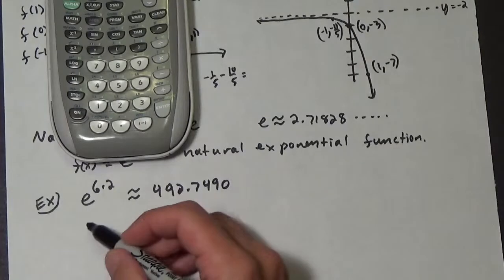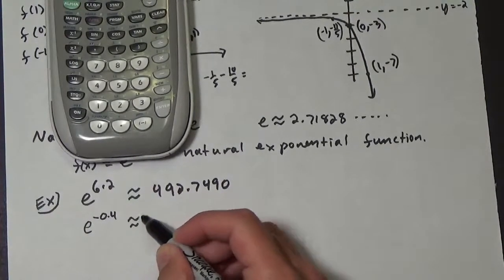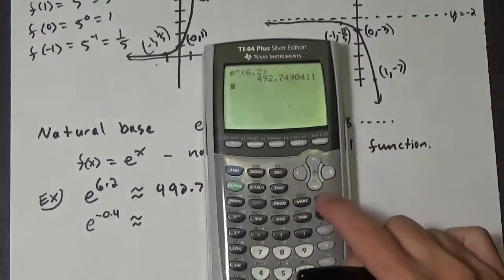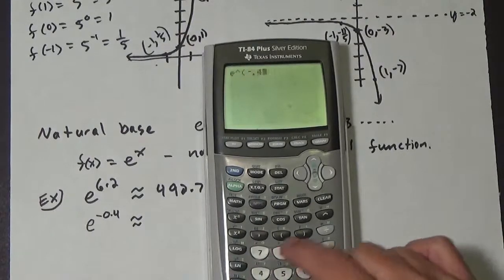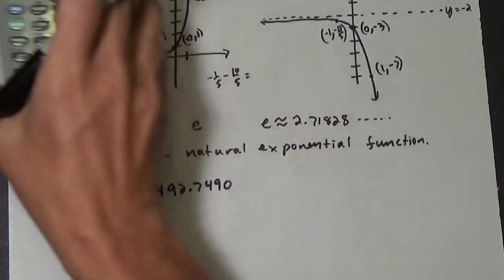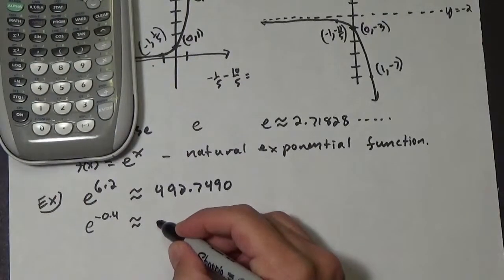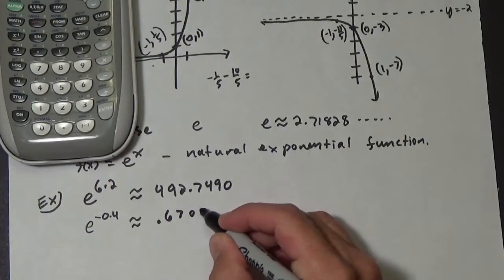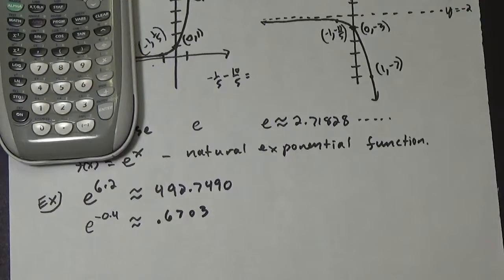Let's try this one. E to the negative 0.4. E to the negative 0.4 gives us 0.6703. Good.